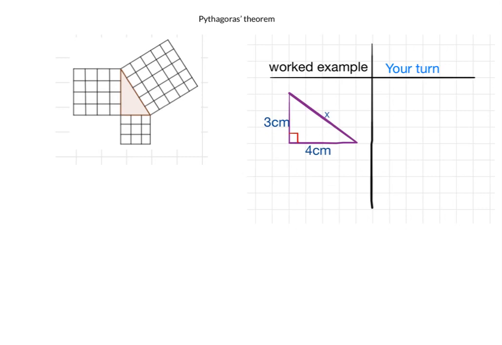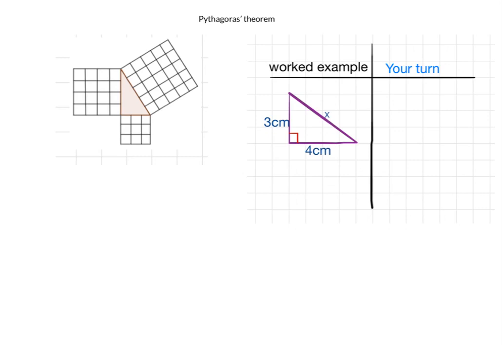So Pythagoras was a Greek mathematician who made a really interesting observation that if you drew squares on the side of a right angled triangle and added together the square of the two smaller sides, it will always equal the square of the longer side. Okay, and so he managed to write that into an algebraic formula which allows us to always be able to find a missing side of a right angled triangle if we've got two of the other sides.